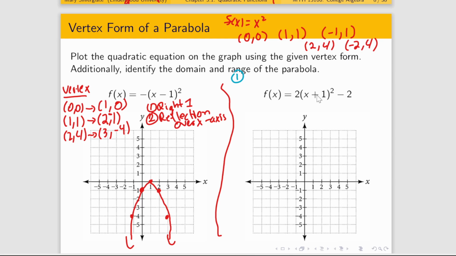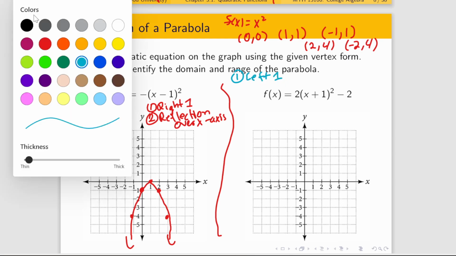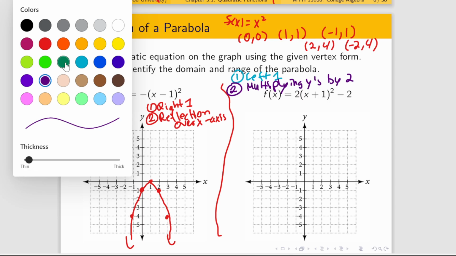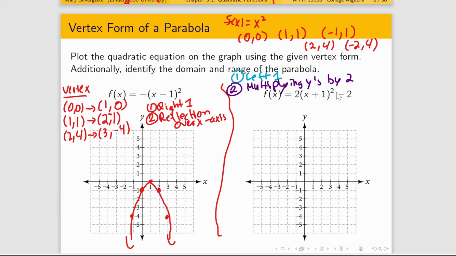So the first transformation that happens is inside this parentheses, we're moving left 1. The second transformation, which I'm going to do in another color, would happen from this 2 being multiplied on the outside. That would stretch our quadratic equation by multiplying the y values by 2. Then the last transformation comes from this -2 on the outside, which would shift everything down 2.